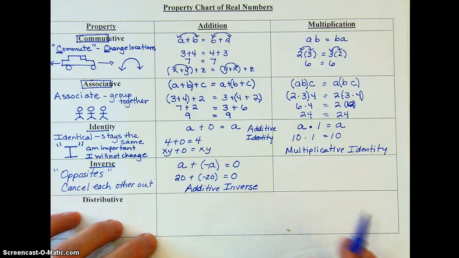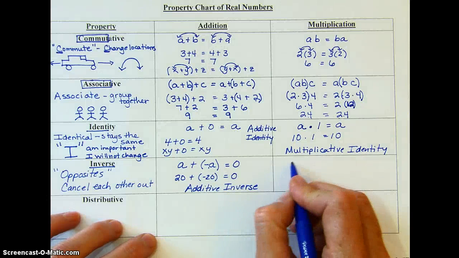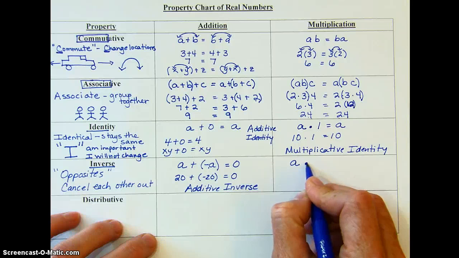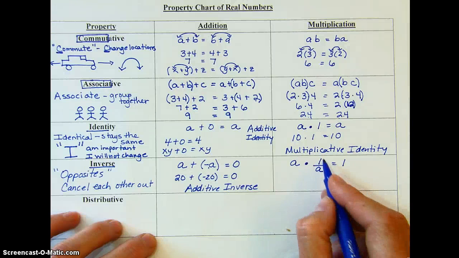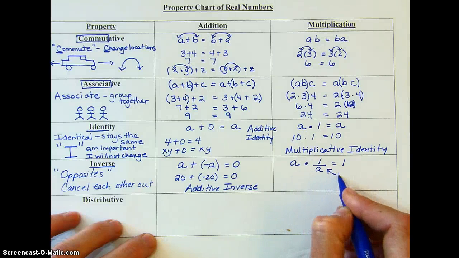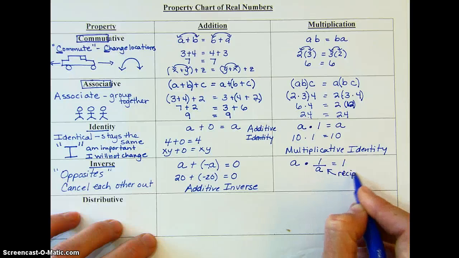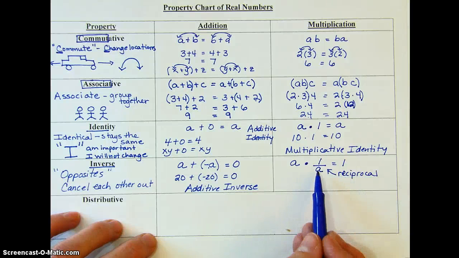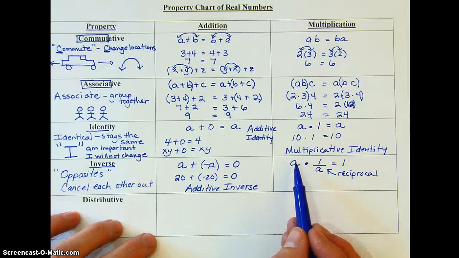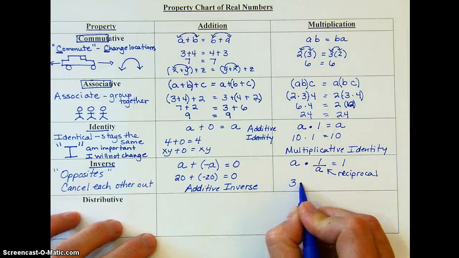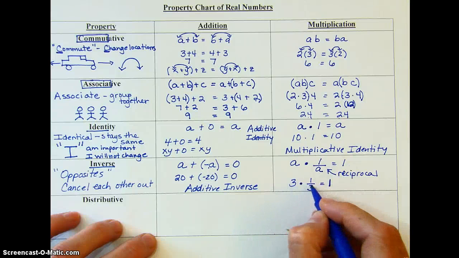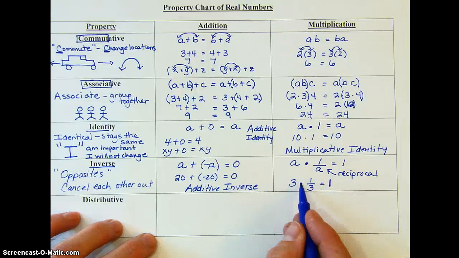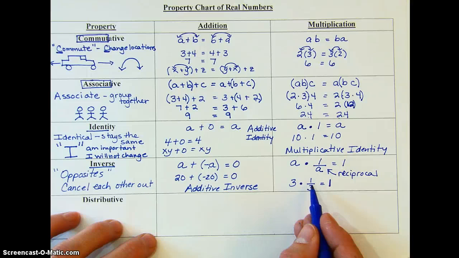Now, the multiplicative inverse, you kind of know it for another name. That looks like this. A times 1 over A equals 1. And you know this step right here as the reciprocal. The reciprocal will undo the original A. So 3 times 1 over 3 gives you 1. Now, they cancel each other out, therefore they are inverse operations of each other.